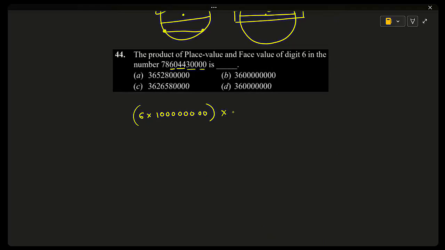And then face value. Face value of any digit is itself. So we can take 6. They're asking the product of these two. 6 sixes are 36 followed by 8 zeros. 1, 2, 3, 4, 5, 6, 7, 8. So after 36, I want 8 zeros. 1, 2, 3, 4, 1, 2, 3, 4. Yes. So it is option B.